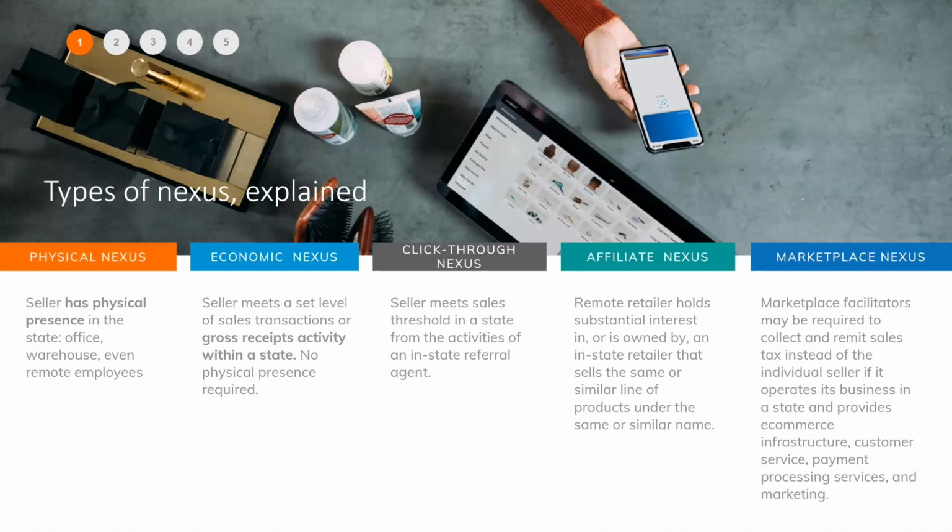And then marketplace nexus. This is something that a lot of businesses are taking advantage of. It's when you use a marketplace like Amazon or eBay or Walmart, and they are the ones handling your sales tax. Like they're collecting and they're remitting on your behalf. But you doing that business in those states is also triggering nexus. So your activity outside of your marketplace seller would still have to be tracked and informed of a nexus format.